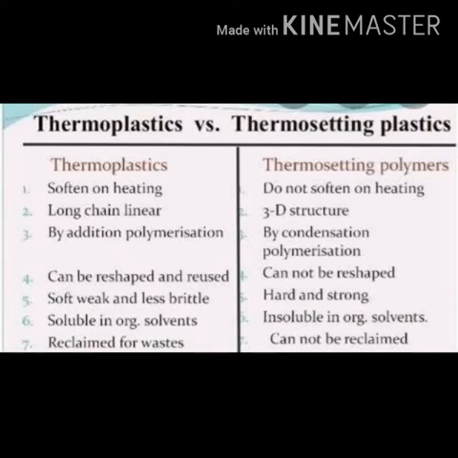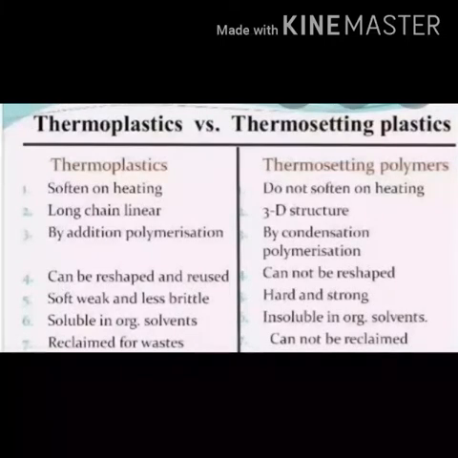Thermoplastic is formed by addition polymerization, and can be reshaped or reused. Thermosetting is formed by condensation polymerization, and cannot be reshaped. Thermoplastic is soft, weak, less brittle. And thermosetting is hard and strong. Thermoplastics are soluble in organic solvents, thermosetting plastics are insoluble in organic solvents.